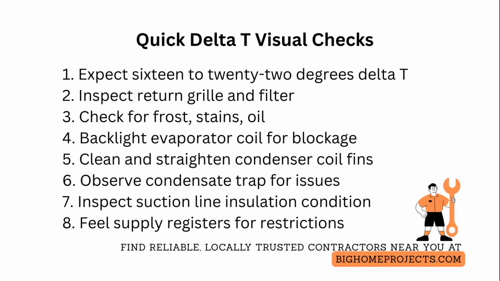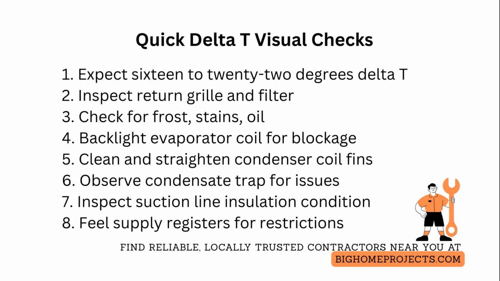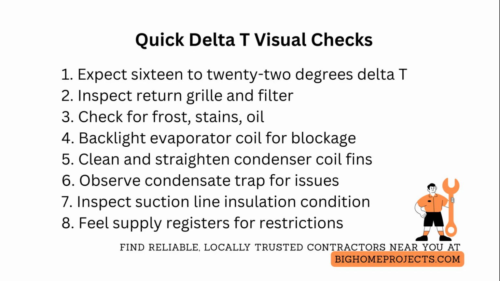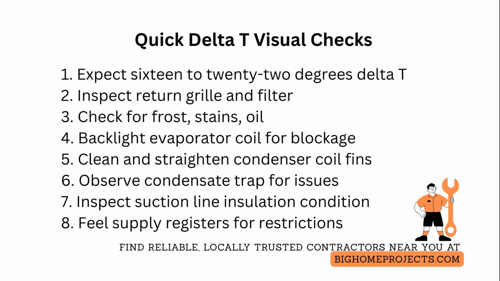Start with context. Delta T is the temperature drop across the evaporator coil in cooling or the rise across the heat exchanger in heating. For cooling, expect roughly 16 to 22 degrees Fahrenheit in normal humidity and airflow.